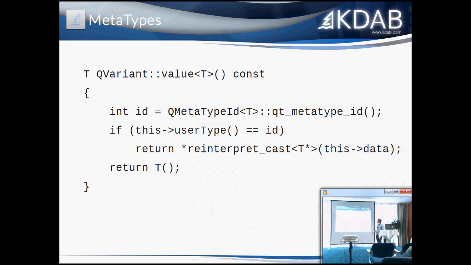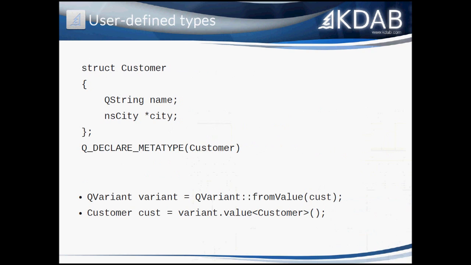So now we're going to look at user-defined types. So we have that QVariant class. We can put stuff in there, take stuff out, and we saw how that's done using a mapping from T to some integer type. So let's see where that mapping comes from and how to use it with user-defined types.